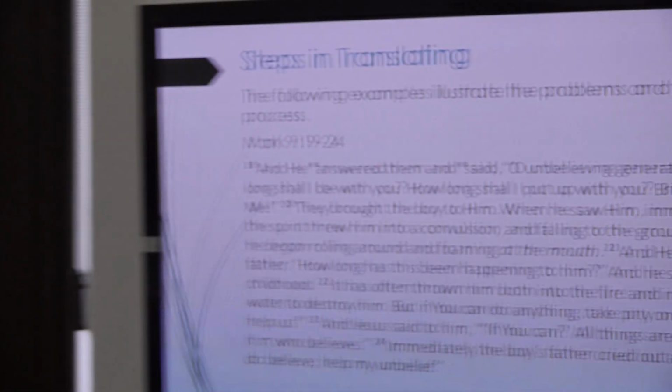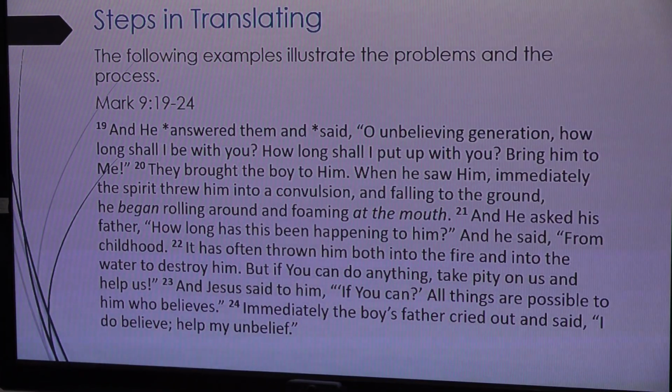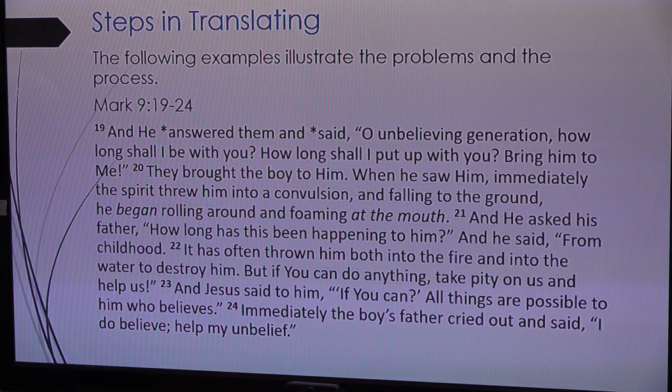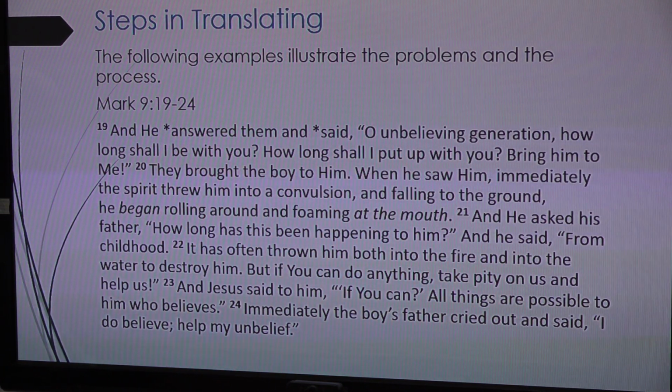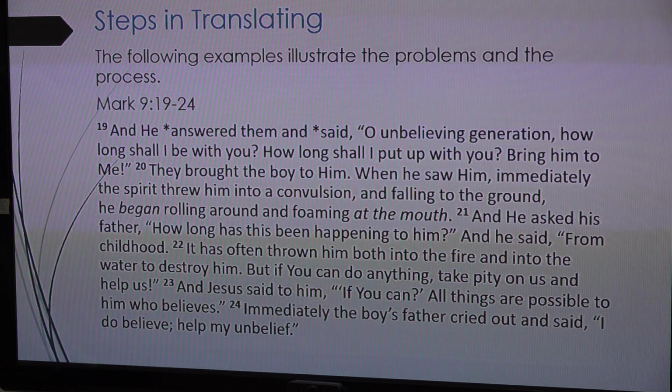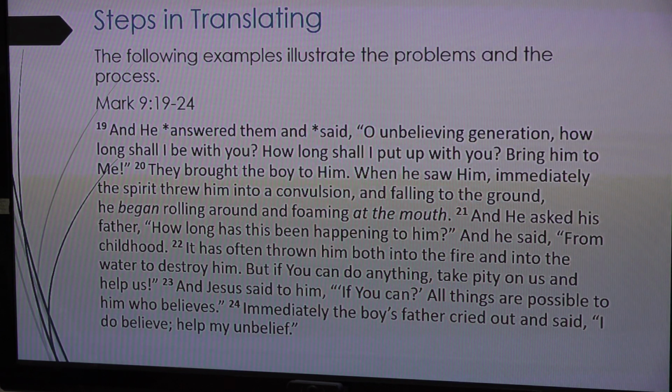Okay, continue. Let's figure out verse 19. And he answered and said to them, "O unbelieving generation, how long shall I be with you? How long shall I put up with you? Bring him to me." And they brought the boy to him. When he saw him, immediately the Spirit threw him into a convulsion, and falling to the ground, he began rolling around and foaming at the mouth.